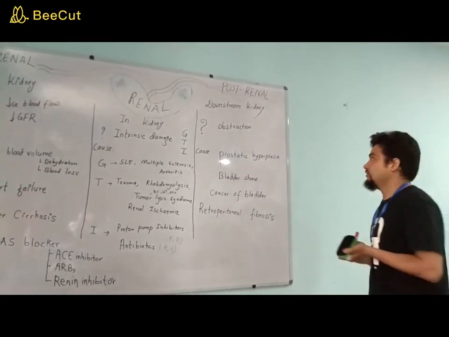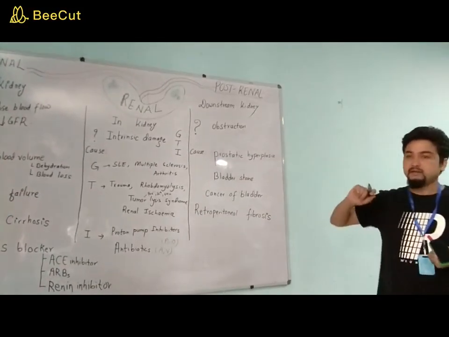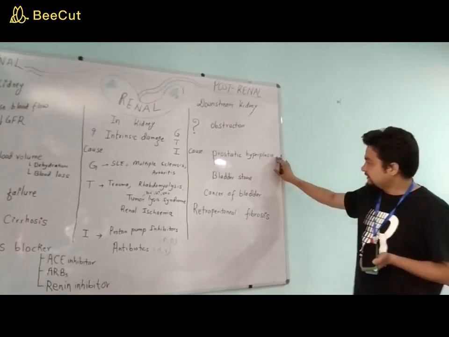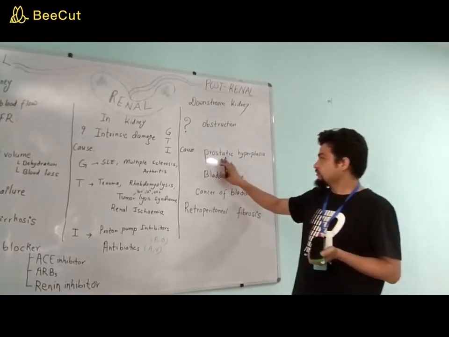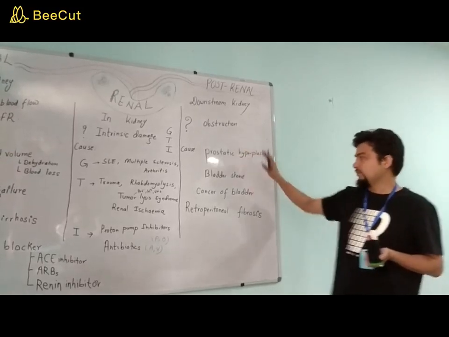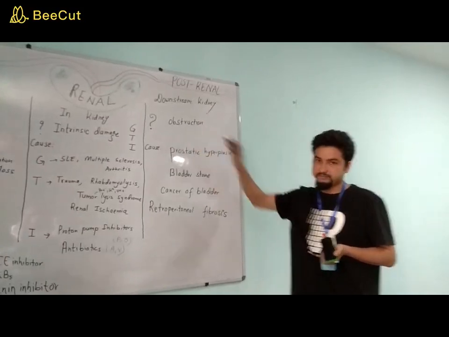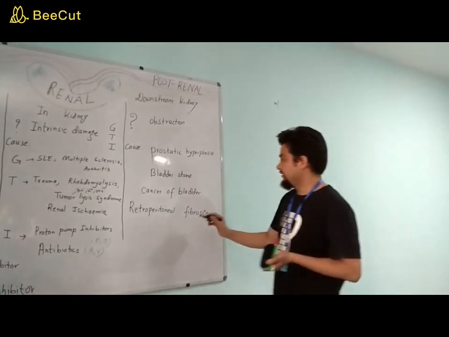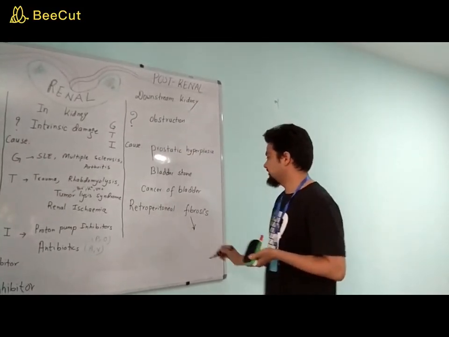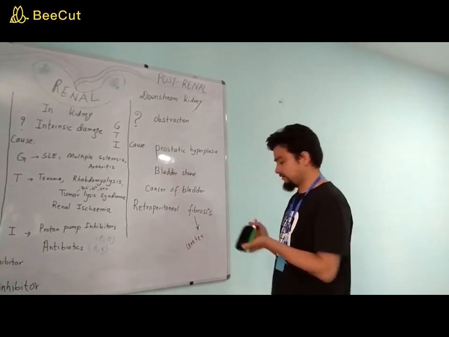Now, coming to the causes of post-renal disease. Post-renal means after the kidney. So here is the list of causes. The first one is enlargement of the prostate, which can cause obstruction. Bladder stones and cancer of the bladder may also cause obstruction, and retroperitoneal fibrosis causes obstruction in the ureter.